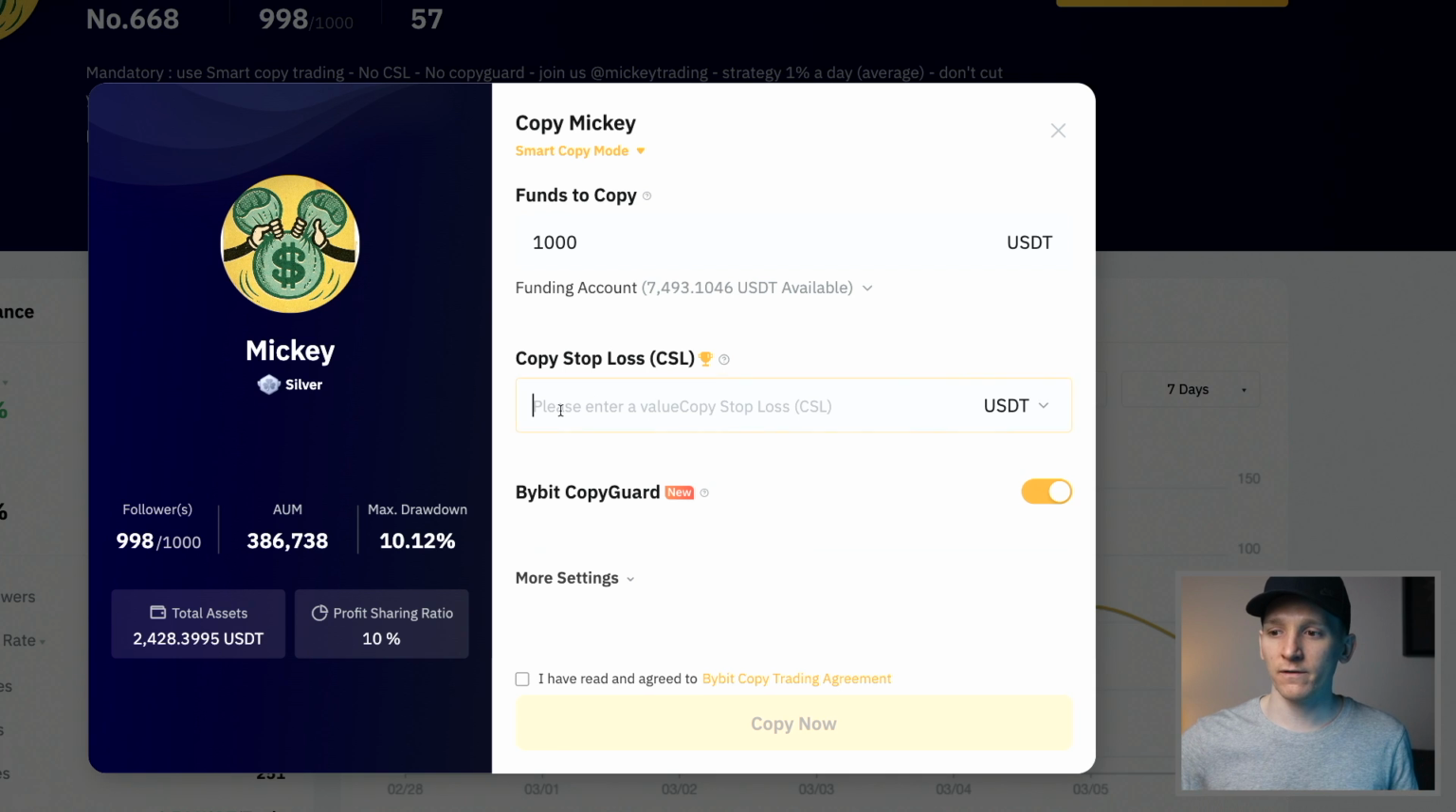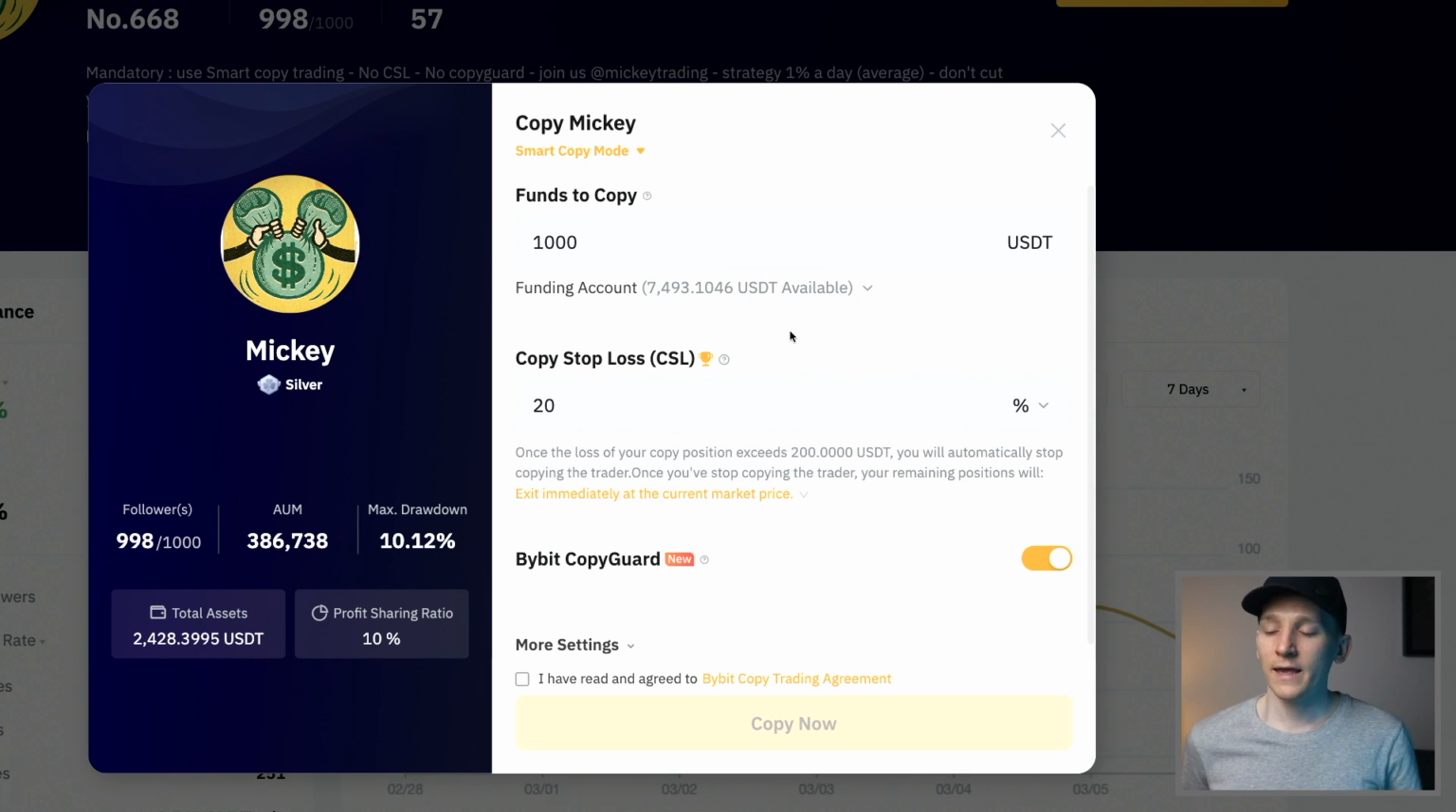So copy stop loss is if your account balance that you've put towards this copy trader, which is this wider account balance that you're putting towards them, if you lose a certain amount of money, you can actually stop copying that trader and essentially get out. And so you can automate that. So let's say that I put in $1,000 and I want to choose a percentage, like 20%, where if I'm losing 20% on that copy funds, then I just essentially want to stop copying this trader.